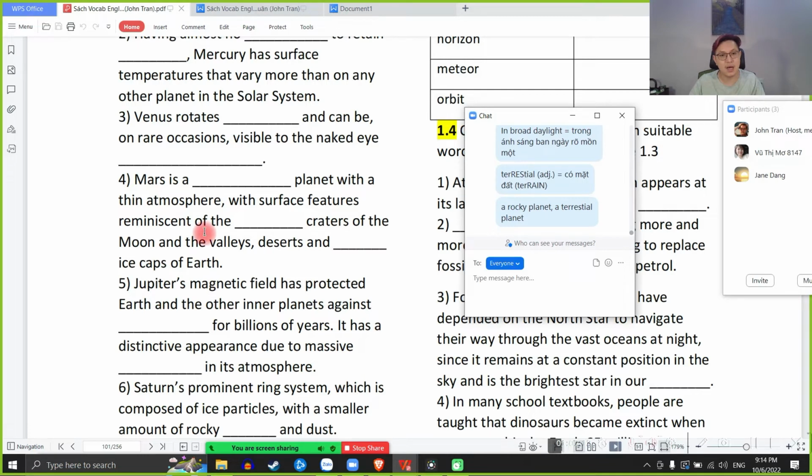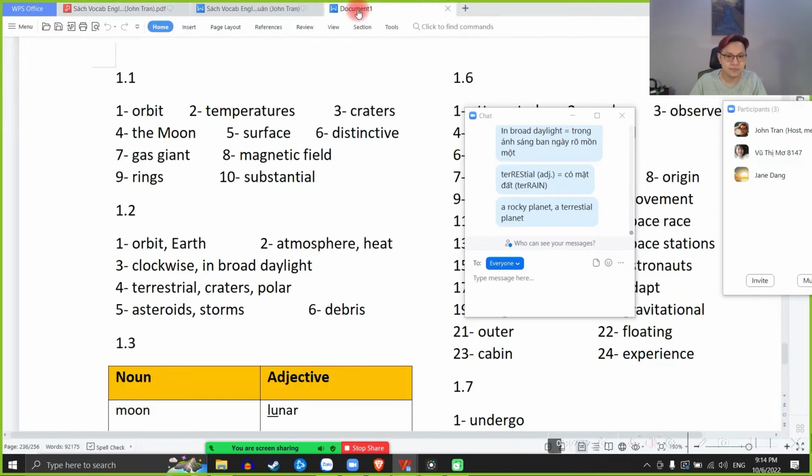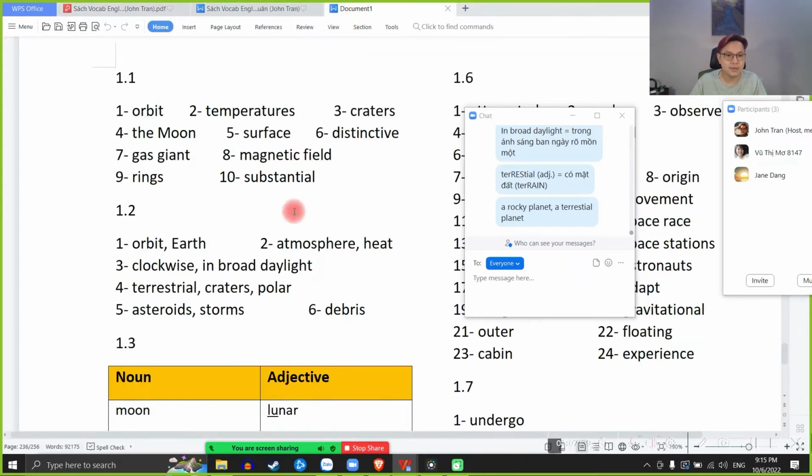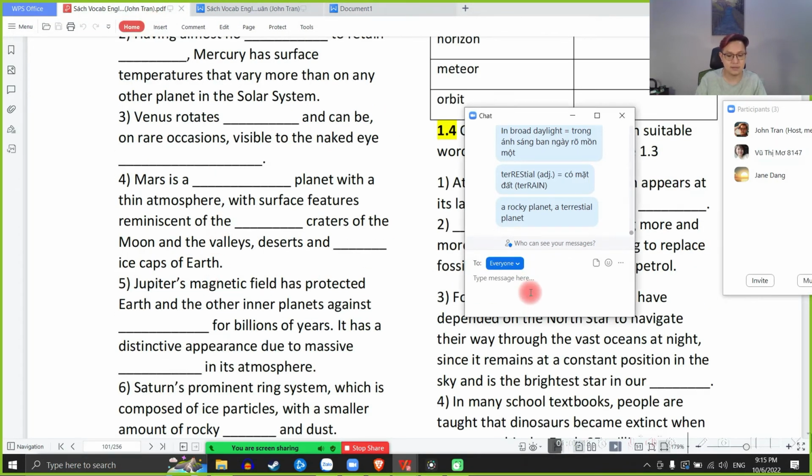with a thin atmosphere, with surface features reminiscent of the craters. So number 4, it's craters. Nó có sẵn luôn rồi. So it's reminiscent of the craters of the moon. Với những cái trên bề mặt của nó làm người ta gợi tưởng về những cái ổ voi, ổ gà trên mặt trăng. And the valleys, desert and polar ice cap of Earth.